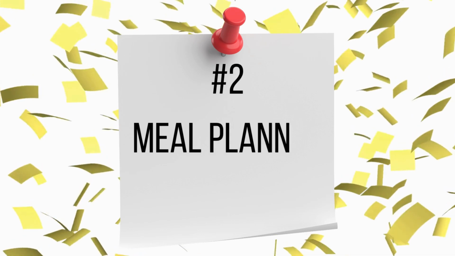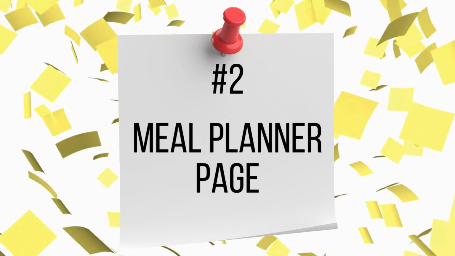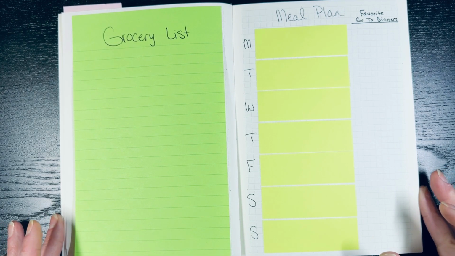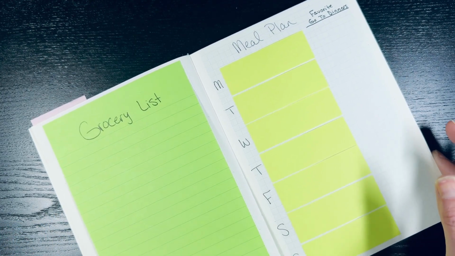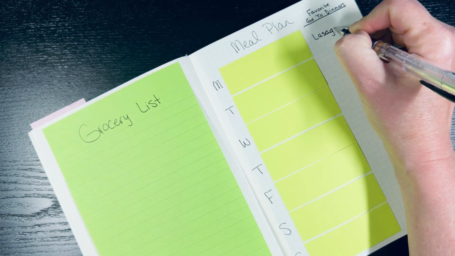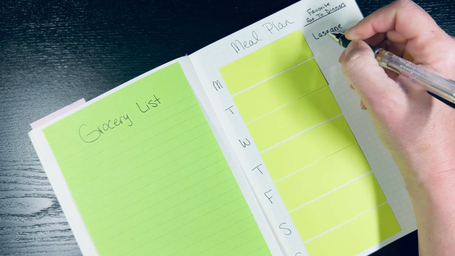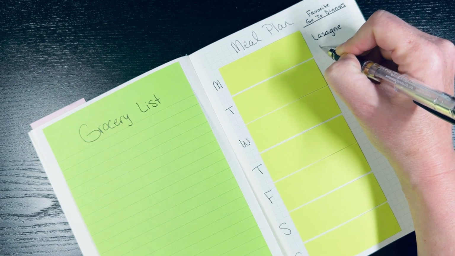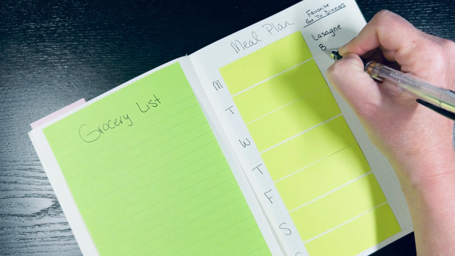Number two, create a dedicated meal planner page in your planner. Using sticky notes to create your weekly meal plan allows you to have a dedicated page that is always accessible and easy to find in your planner. You can create this page in the very front of your planner, which would allow you and anyone else who needs to quick and easy access to the week's dinner plans.